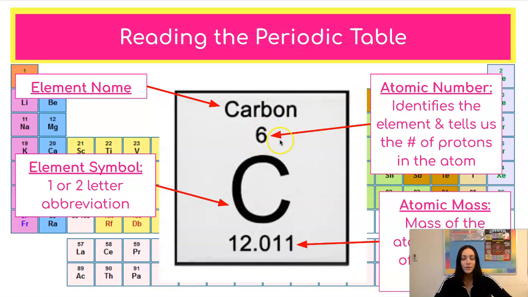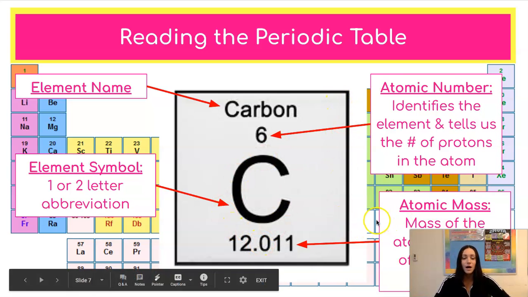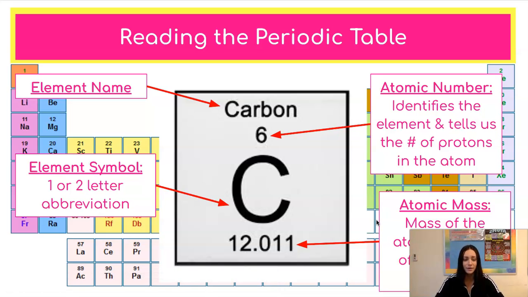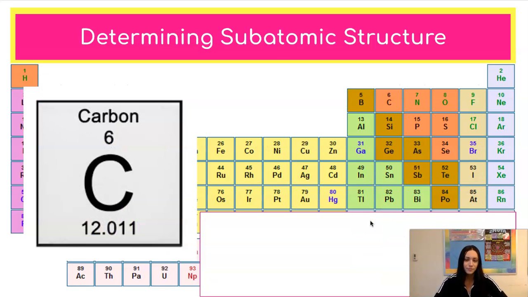Next, at the top underneath the name, we see the atomic number. This number identifies the element as well as tells us the number of protons in the nucleus of this atom. Finally, at the very bottom of the square, we have what's called the atomic mass. This number tells us the mass of the atom, which is made up of the neutrons and the protons in the nucleus of the atom.